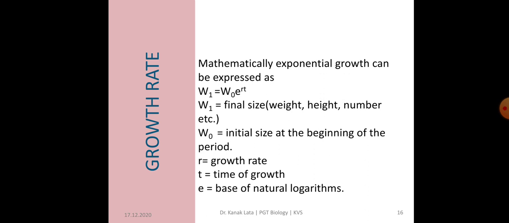Mathematically, the exponential growth can be expressed as W1 = W0 e^(rt), where W1 is the final size, it may be the final weight, height, number, etc. W0 is the initial size at the beginning of the period, r is the growth rate, t is the time of growth, and e is the base of natural logarithm.